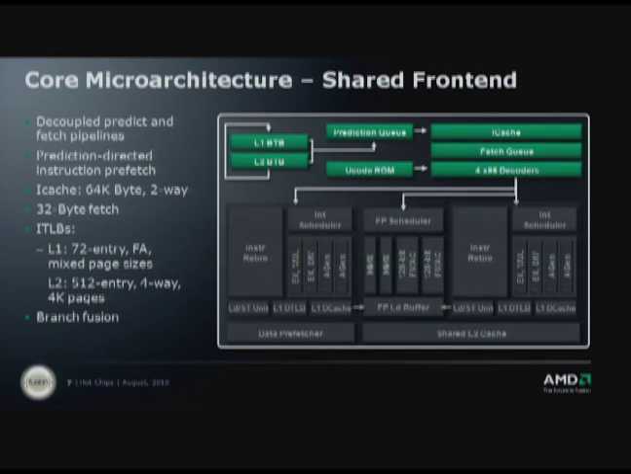So now I'm going to dive deeper into some of the details of the module microarchitecture. And what's shown here is the shared front end of the machine. And again, the shared front end is the branch prediction, instruction fetch, and decode pipelines. And one of the key features of the shared front end is the decoupled branch prediction and fetch pipelines.